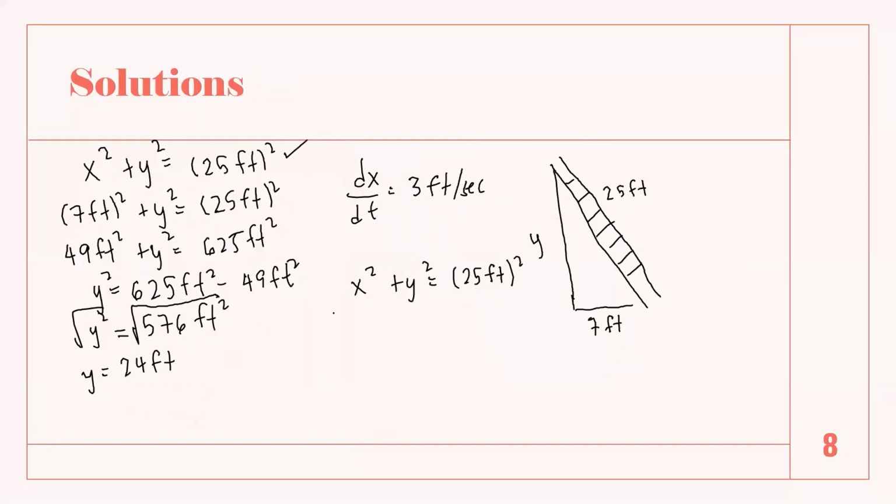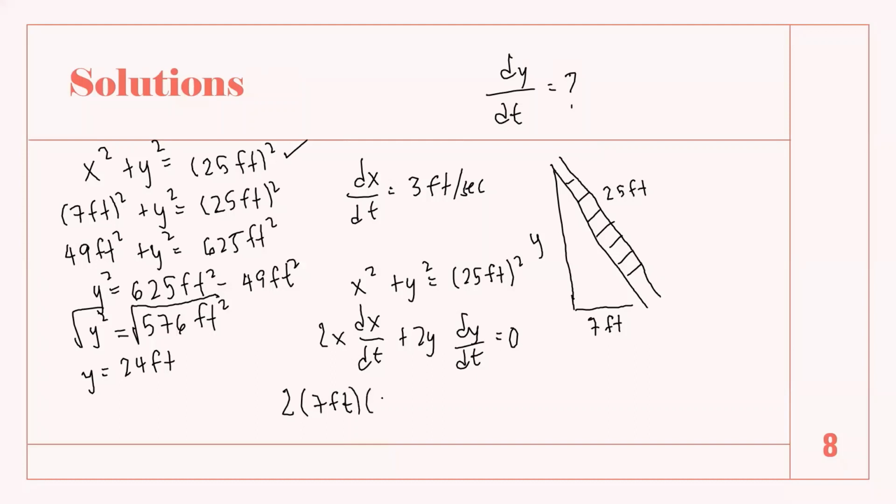Okay, so now we're going to differentiate both sides according in respect of time. So, 2x dx over dt plus 2y dy over dt equals 0. Okay, so we're going to substitute the known quantities. So 2 times 7 feet times 3 feet per second plus 2 times 24 feet times dy over dt equals 0.